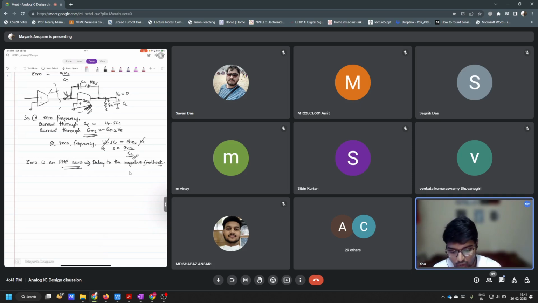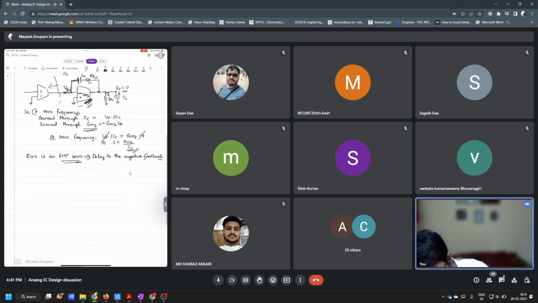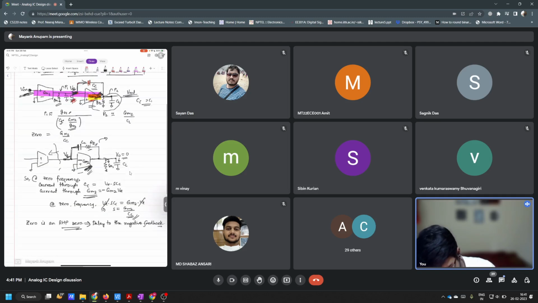So how did I calculate the zero before RZ was there? I simply assumed that V0 is equal to 0 at zero frequency, right? And after that, we can simply write the same equation. The current flowing through this will be Ve times the effective conductance of CC in series with RZ. It will be sCC divided by 1 plus sCC RZ, right? So this is the current flowing through this here. Now what is the current coming out of this node? It is gm2 times Ve, correct?